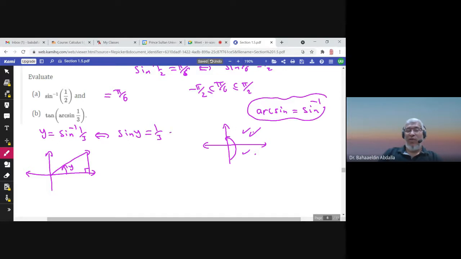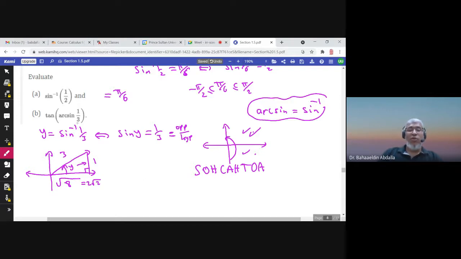Sine y is 1 over 3. If you remember, sine is opposite over hypotenuse. So sine of y is the opposite side, which is this one, 1, and the hypotenuse, which is opposite to 90, is 3. How to find this side? This side is square root of 9 minus 1, which is 8. So it's 2 square root of 2 from the Pythagorean theorem.